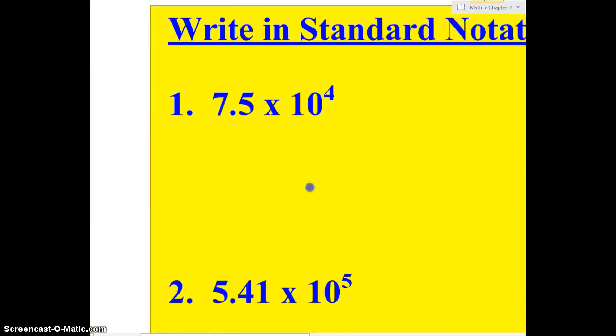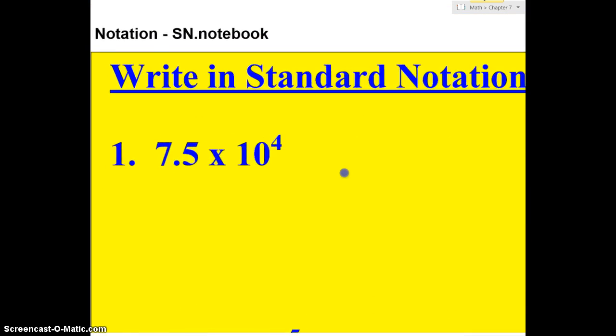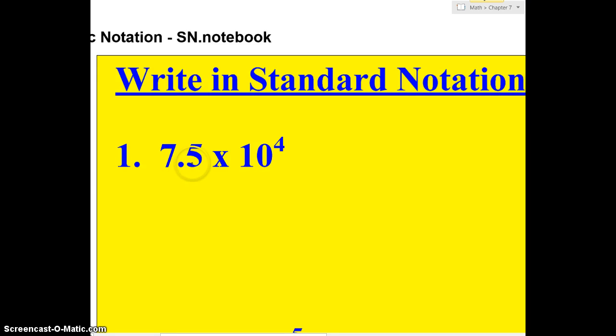Now that was changing numbers in standard to scientific. Let's take numbers in scientific and write them in standard form. Well, 7.5 times 10 to the fourth. Because this is positive, we know that this number is going to be greater than 1, so we're going to move to the right. So we take 7.5, we move the decimal 4 places, 1, 2, 3, 4. We fill in the blanks with zeros, and we're left with 75,000.